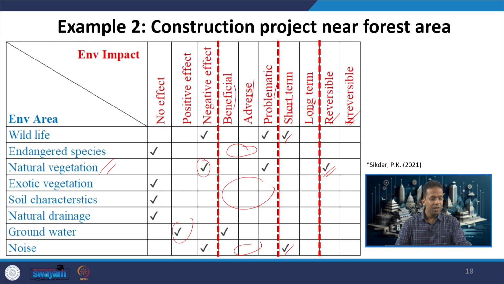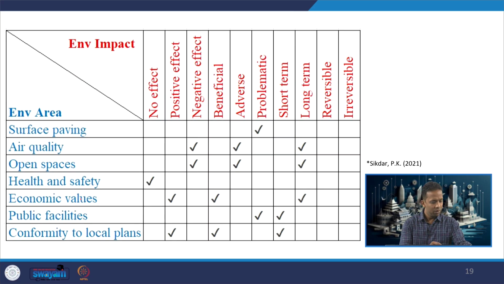So, these are some of the environmental areas. There are many more, like surface paving, air quality, open spaces, health, safety, economic values, public facility and local plans. And on each of these environmental or socio-environmental components, the impacts are categorized. We will not go into detail of each and every tick and arrow. I think these slides would be shared with you, so you can identify it yourself and understand, but this is how the ad hoc EIA method is used.